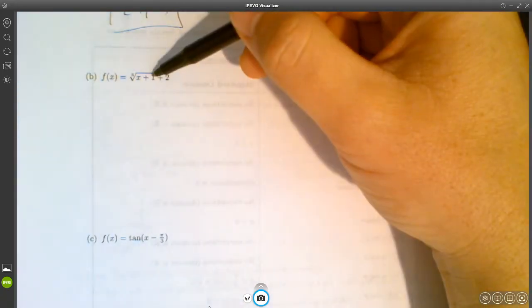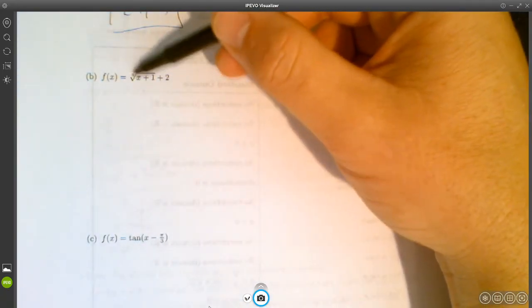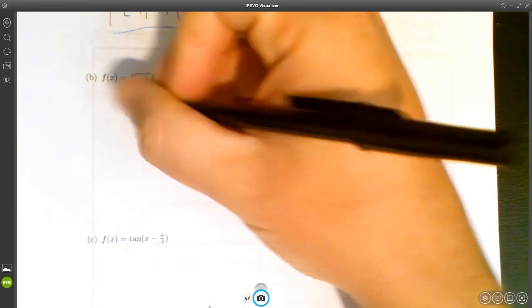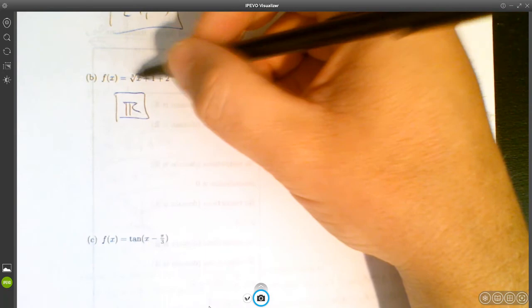For part B, this is a cube root function. When your index is odd, there are no domain restrictions. So the standard domain here is just going to be all reals. Right? It doesn't matter if the radicand is negative here. The cube root of a negative number is still a real number. So the standard domain is all reals.